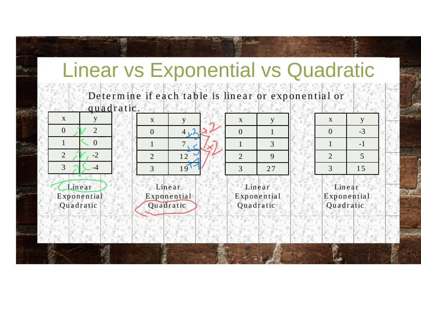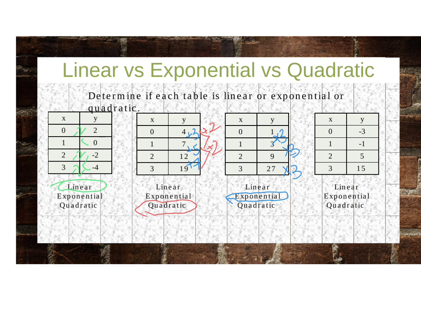All right, let's take a look at the third one. If I look at this, I can see that 1 times 3 is 3, which times 3 is 9, which times 3 is 27. It's multiplying by 3 each time, multiplying by the same number, which we know means it is exponential.